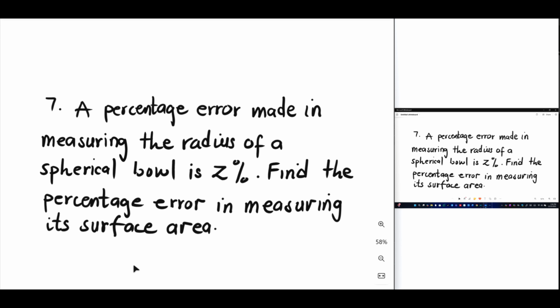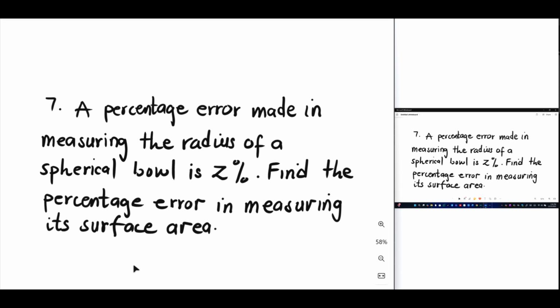All right. So we have our seventh question here, which is: a percentage error made in measuring the radius of a spherical bowl is Z%. So it means when a person was measuring the radius of the spherical bowl, the person made an error and they calculated a percentage error and they had it to be Z%. Now we have to find the percentage error in measuring its surface area.